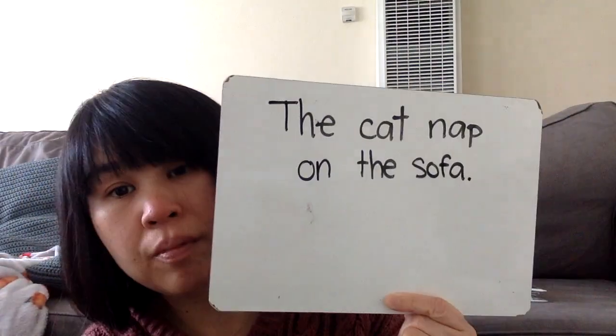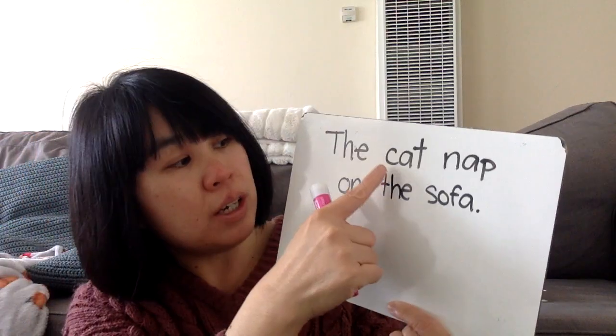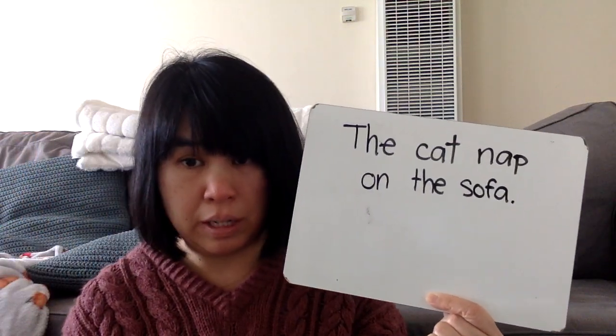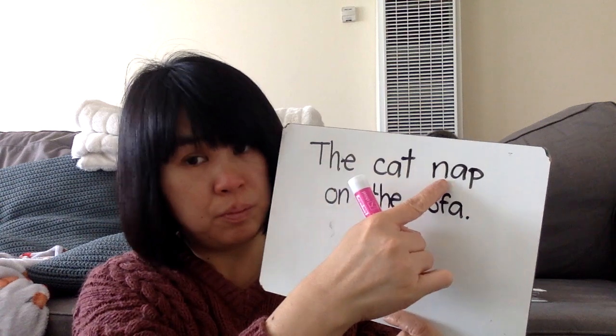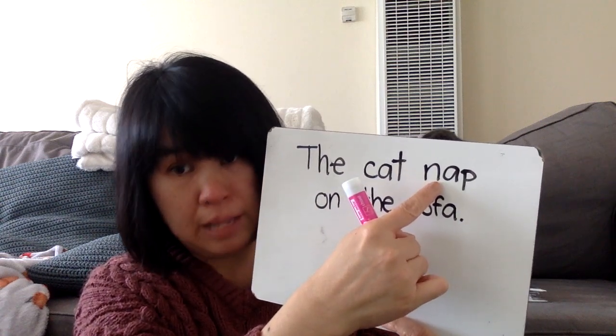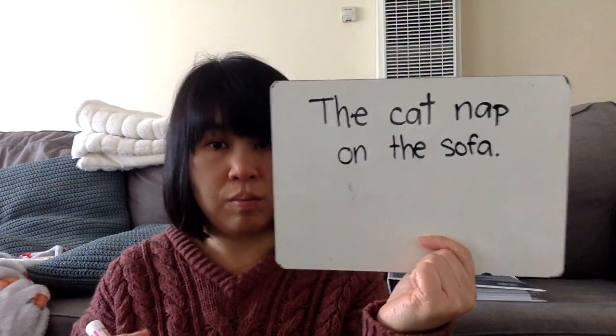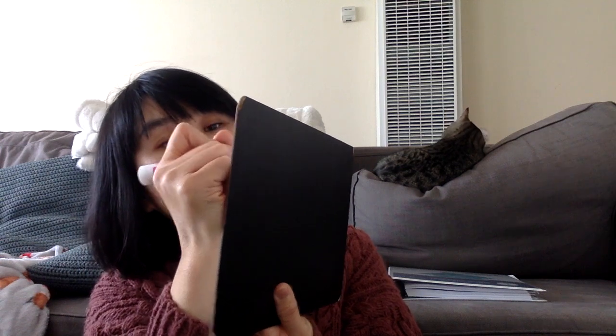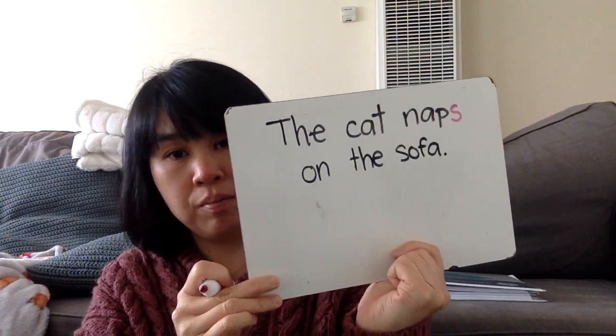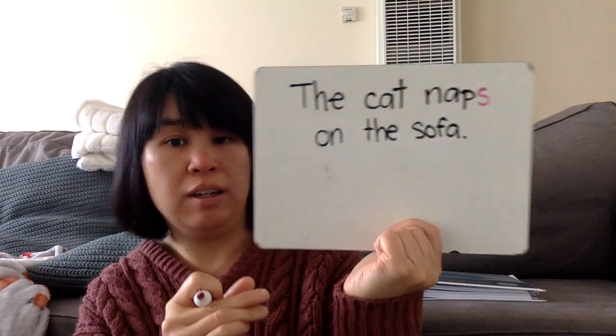So, how many cats am I talking about? Oops, I can't see them. How many am I talking about? Just one. So he's singular. When it's singular, what's the verb? Nap. So if I was going to do singular and I was going to make sure this sentence makes sense, I need to add an S to the verb. So now it says the cat naps on the sofa.